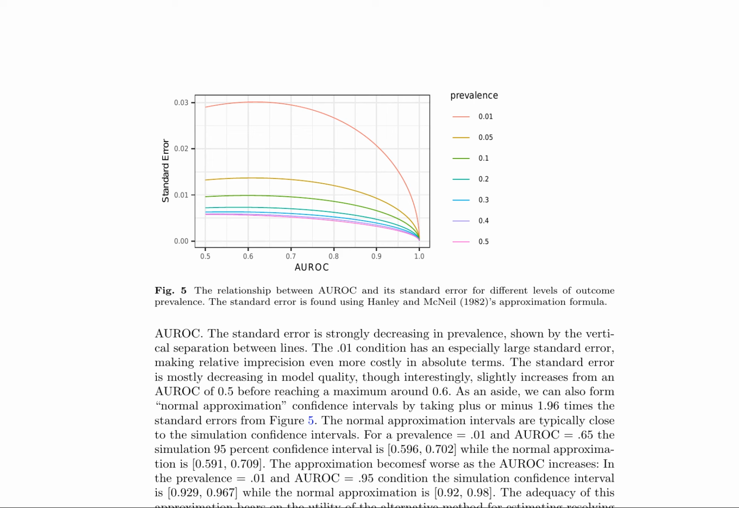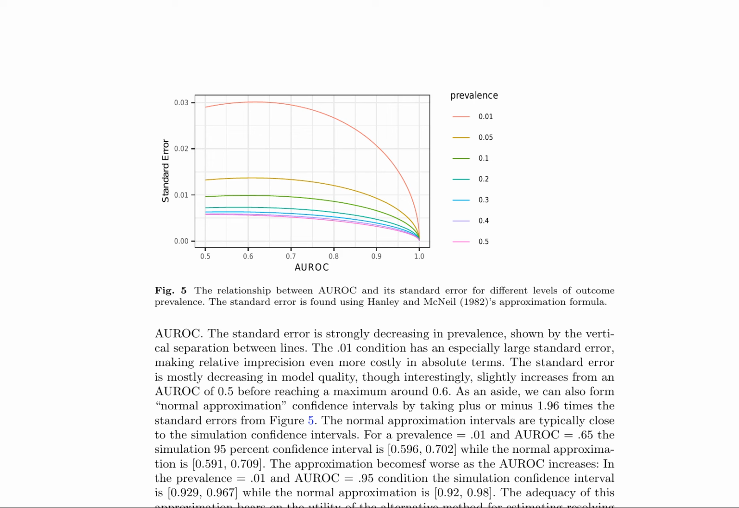Normal approximation confidence intervals, constructed by taking plus or minus 1.96 times the standard errors, are compared to simulation confidence intervals. The findings reveal that the normal approximation intervals are generally close to the simulation intervals, although the approximation becomes less accurate as the AUROC increases.